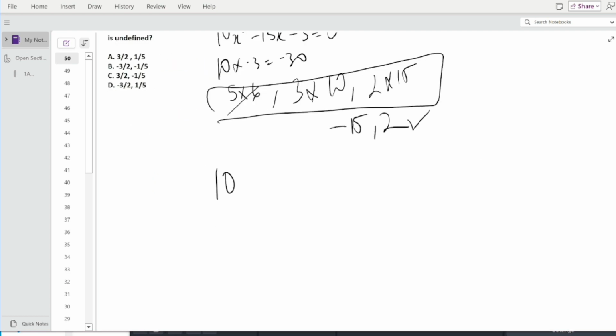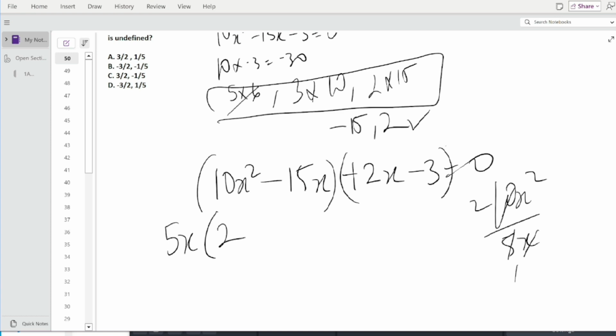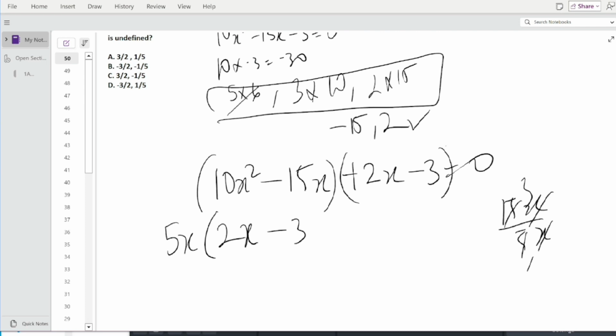So we have 10x squared minus 15x plus 2x minus 3 equals 0. We group them in twos. On the next line, we find what's common. In both of these, we can find x, and we can also find 5. So take out 5x. We have 10x squared over 5x: 5 here 1, 5 here 2, so we have 2, and this x cancels one of the two x's, leaving 1x. Minus 15x over 5x: x cancels x, 5 here 1, 5 here 3, so we have 3 here. By the time we multiply these out, you will get this back.